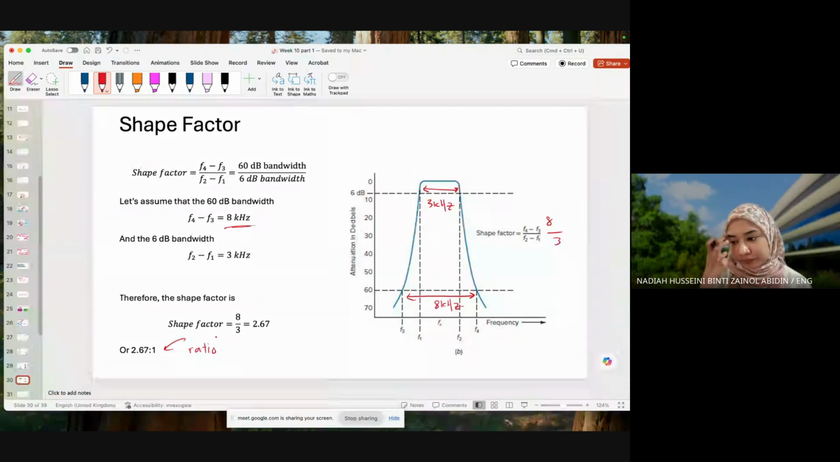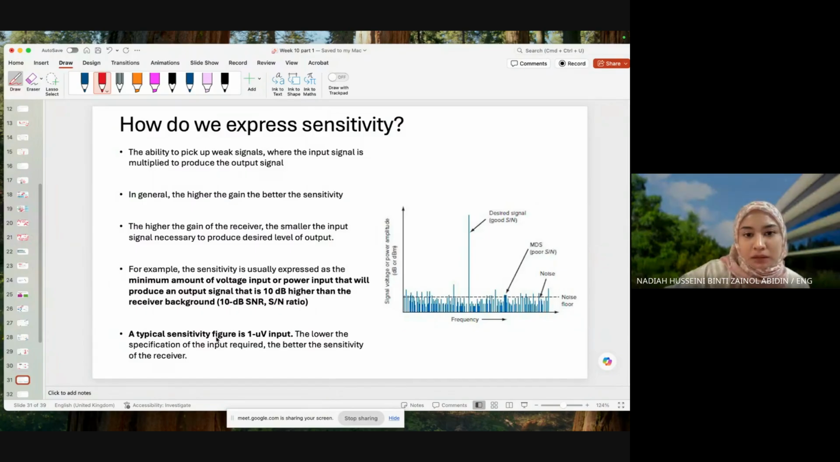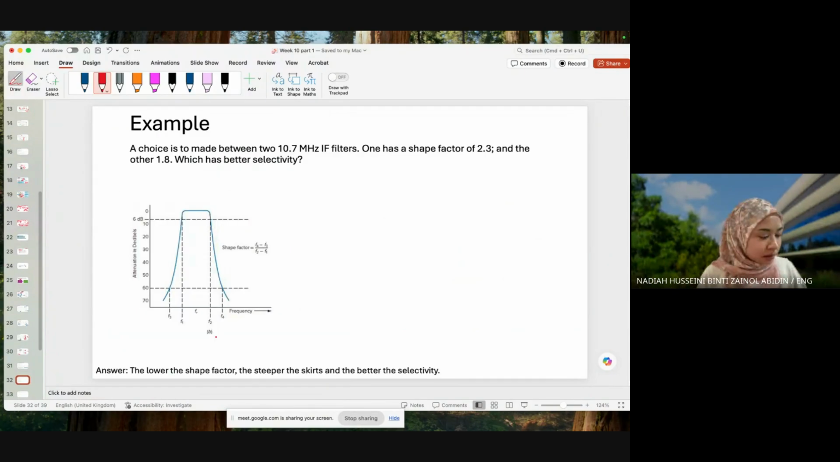Now, is a higher shape factor better or is a lower shape factor better? That's the question, so let's discuss. Let's do this example first before everyone dies on me. Maybe I'm going to give it 10 more minutes, okay? Bear with me, 10 more minutes, promise.